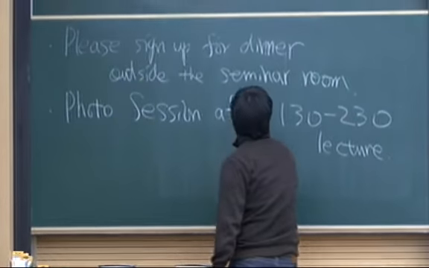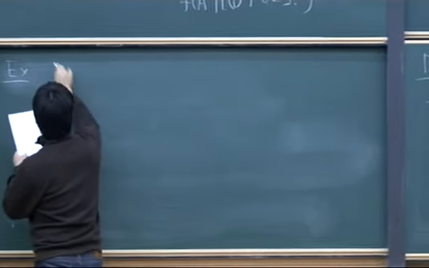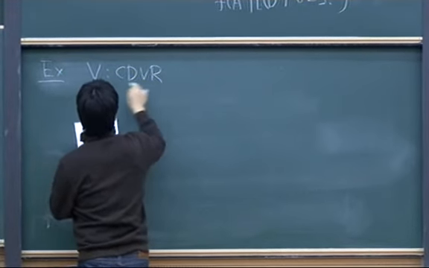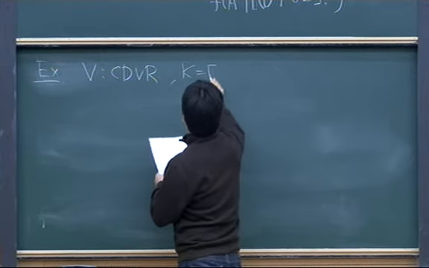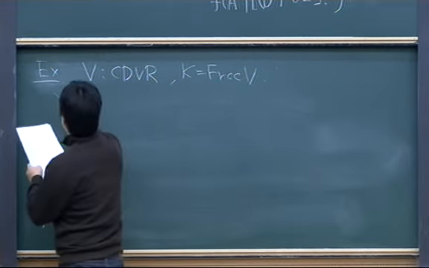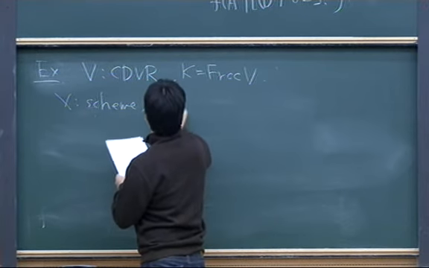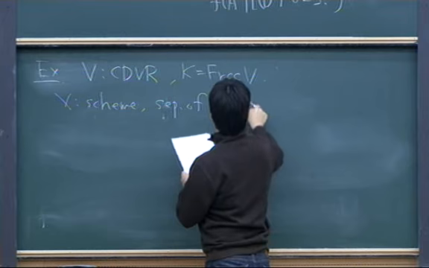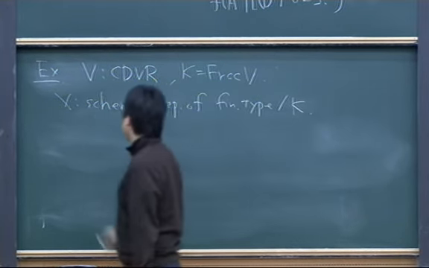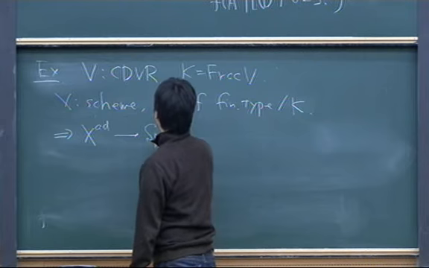Let me give some examples of partially proper morphisms. First, let V be a complete discrete valuation ring and K the fraction field of it as usual, and let X be a scheme which is separated and of finite type over K. Then we can attach the associated adic space over Spa(K,V).